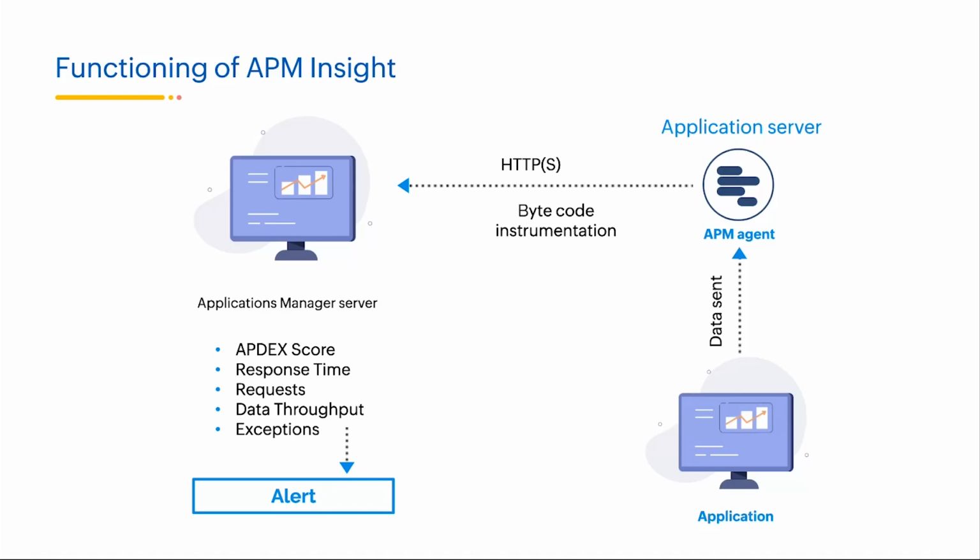And APM Insight provides code-level visibility. So that allows teams to monitor slow-performing database queries, analyze the real-time impact of user interaction on applications, and identify performance issues down to the method or function level. So this level of detail helps pinpoint exactly where in the code or in the infrastructure the problem lies.